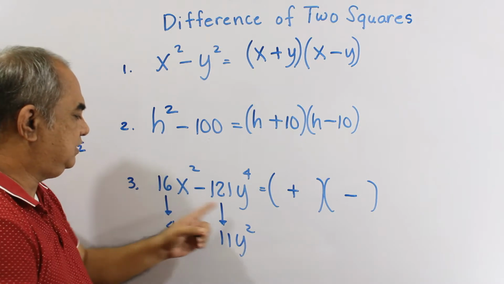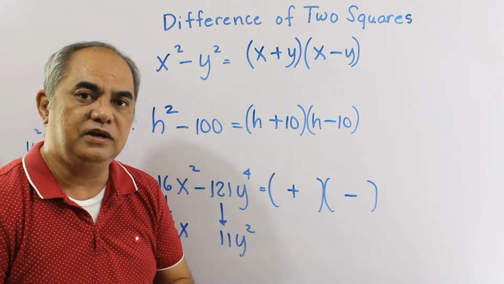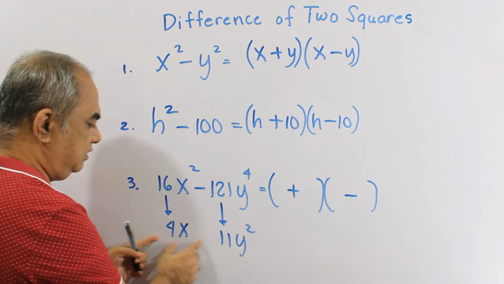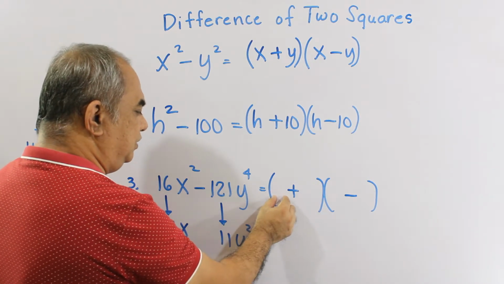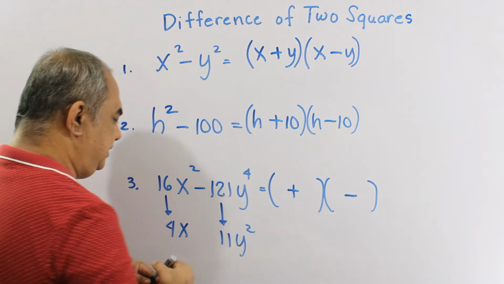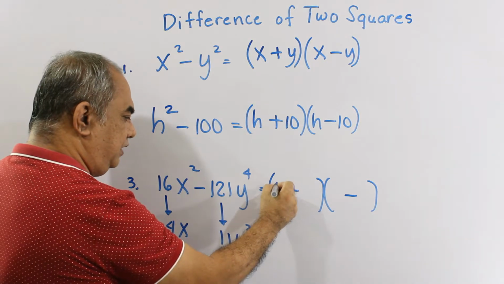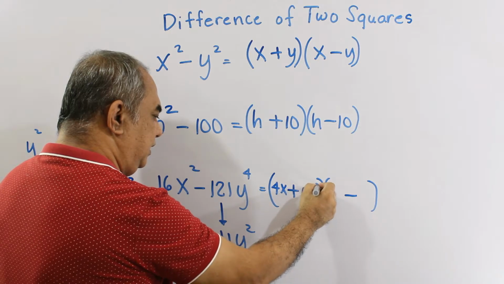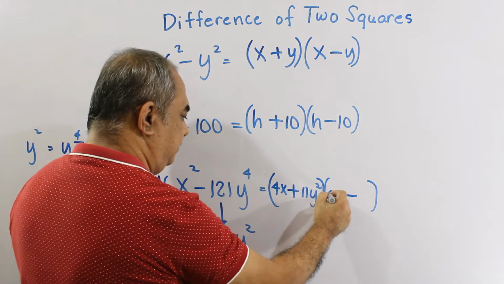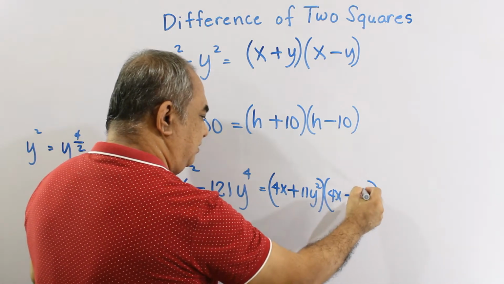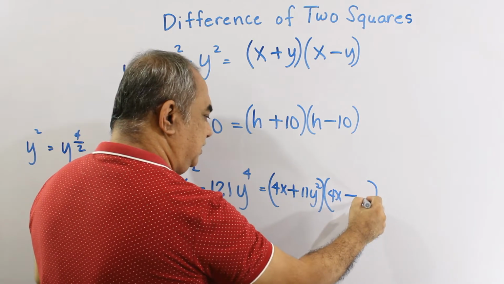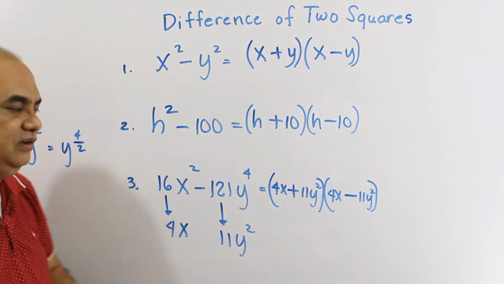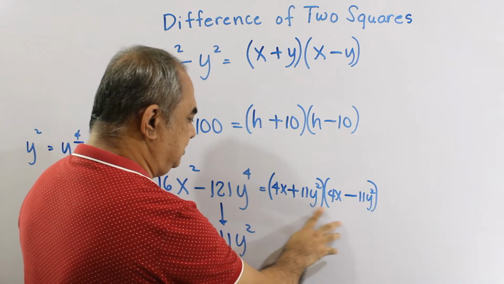Now we have finished getting the square root of each term and each factor. What we're going to do is place these numbers and factors in both parentheses. So we have here 4x and 11y squared, and we just have to copy this again: 4x minus, this time it's minus 11y squared. And that will be our answer.